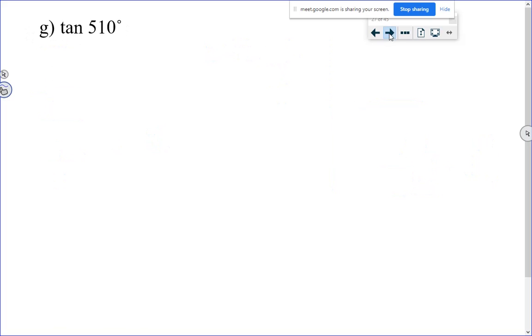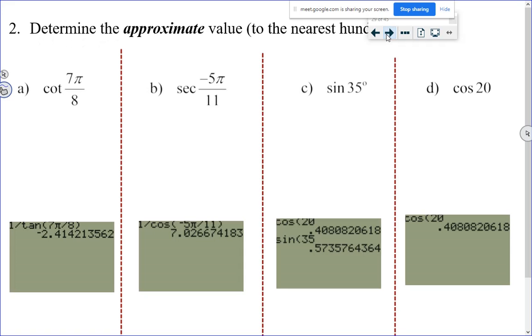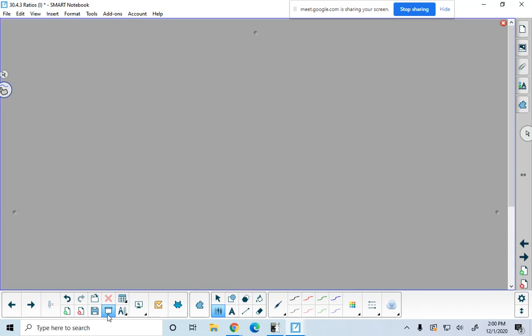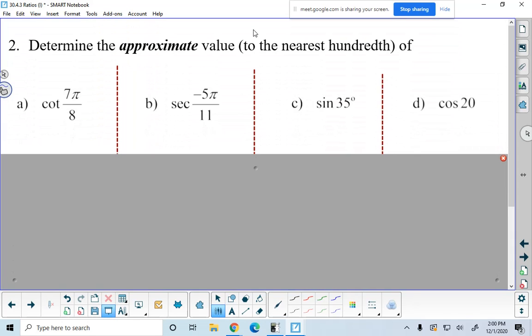All right, we don't need to do another one. We're going to skip over tangent and cotangent. Let's learn how to use our calculator. If I ask you to determine cotangent of 7 pi over 8, you can't do it. I mean, let's jump ahead to C. You should be able to figure out C.